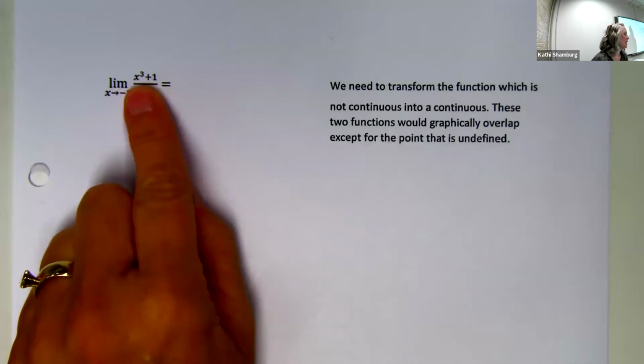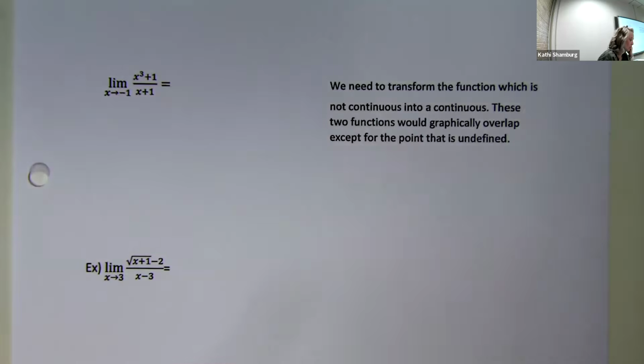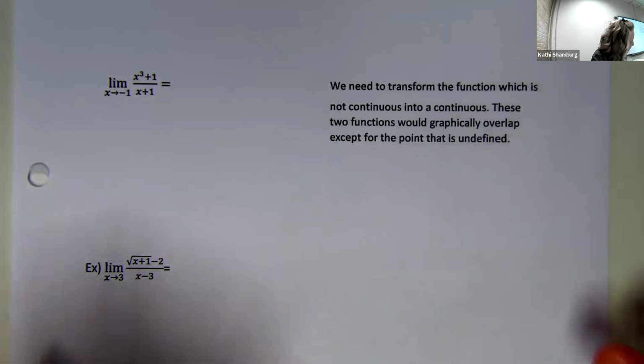Conjugate? No, that's if I was going to multiply by the conjugate. I want to think factoring, factoring, factoring: trinomials, difference of two squares. Do I have squares? I have cubes. Can I do a sum of two cubes? I can't do a sum of two squares, but can I do a sum of two cubes? Yes.